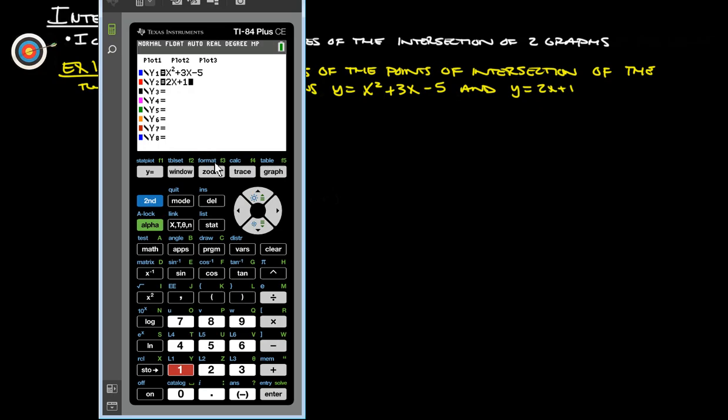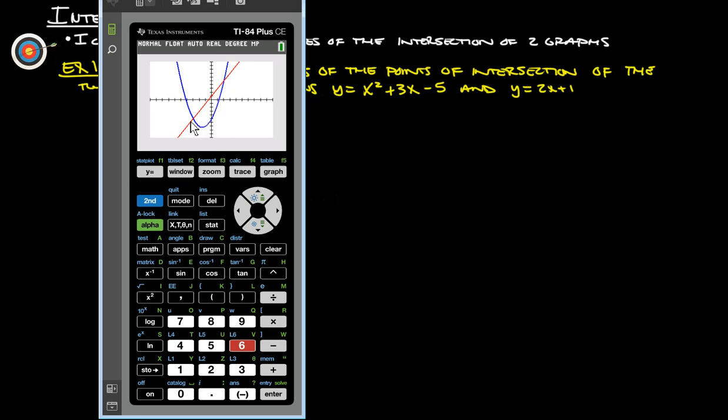Normally you only have to do this usually the first time. I would do zoom standard, number 6 there. It'll zoom it into by 10 by 10, I believe. So there's our x squared plus 3x minus 5, and then here's going to be the 2x plus 1. So we can tell right there it intersects at 2 spots.